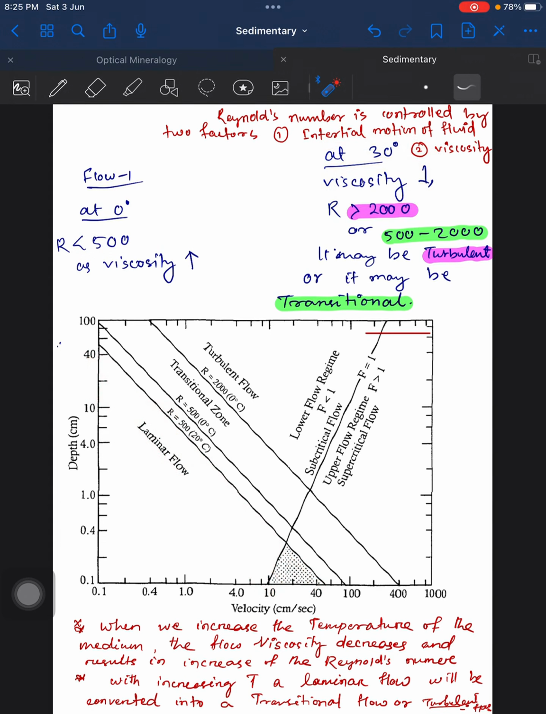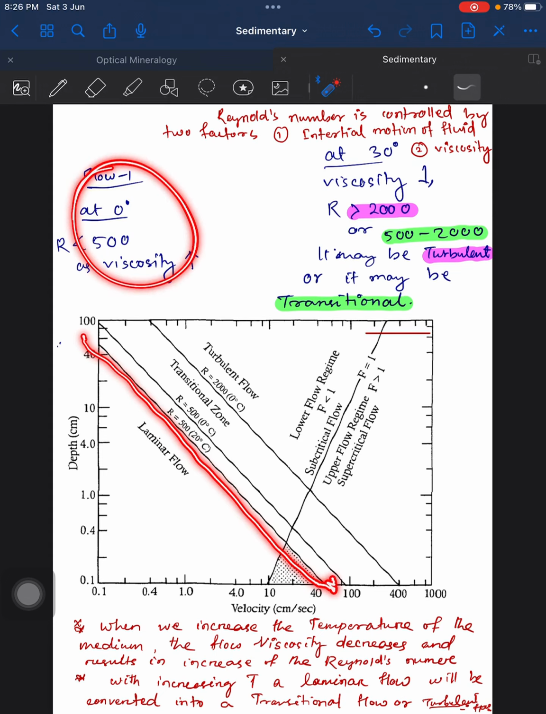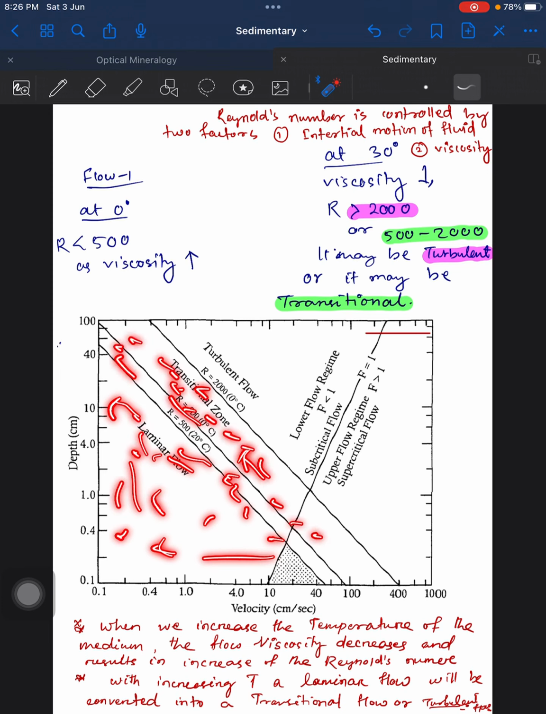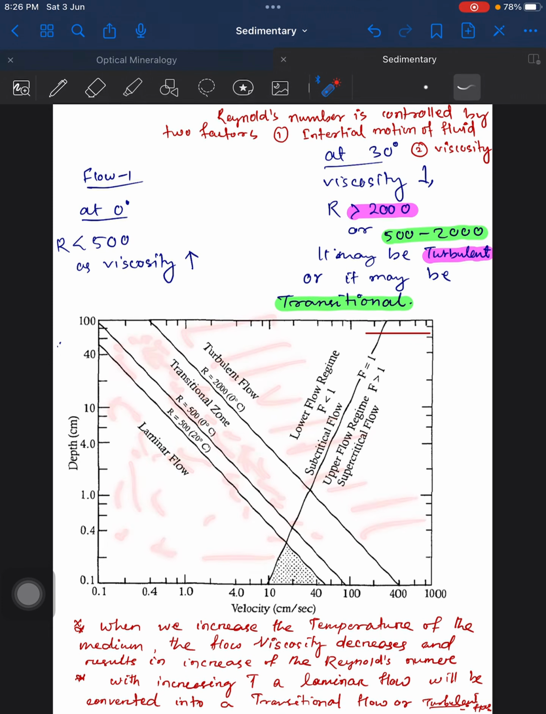So the thing that I am trying to tell you, this is the finalized view: when the temperature is at 20 degrees, the Reynolds number 500 line is here, and if we decrease the temperature up to 0 degrees, then the line shifts because the viscosity is increasing. Below 500, up to here, we can consider laminar flow, above 500 to 2000 will be considered transitional flow, and above 2000 will be considered turbulent flow.